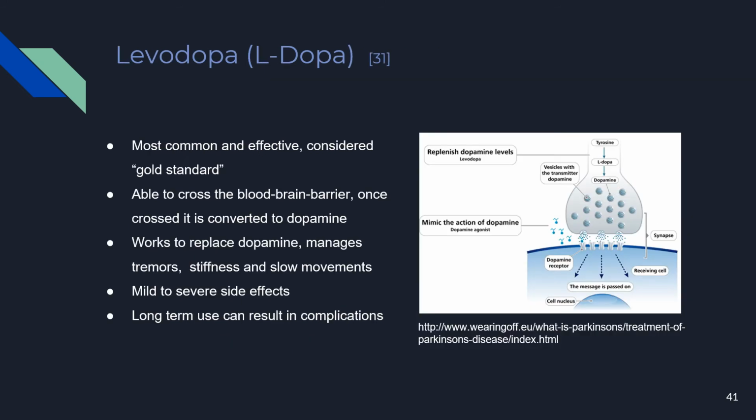The most common and effective drug used to treat Parkinson's is levodopa. It is considered the gold standard amongst Parkinson's treatments. Levodopa is administered orally or through infusion and is able to cross the blood-brain barrier, which is something dopamine is unable to do. Once it has crossed that barrier, it is converted to dopamine in hopes of replacing the dopamine lost as a result of the disease.